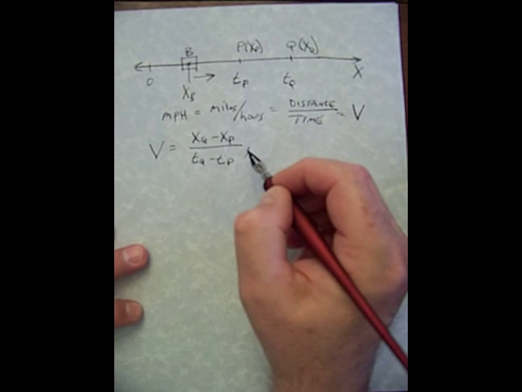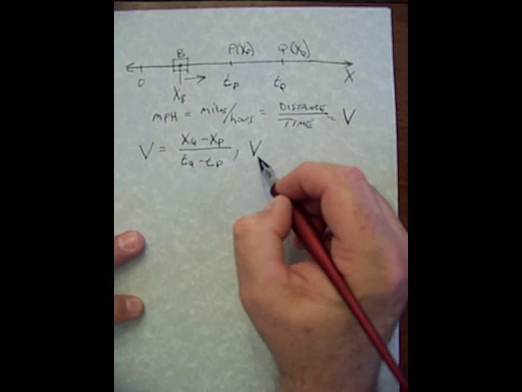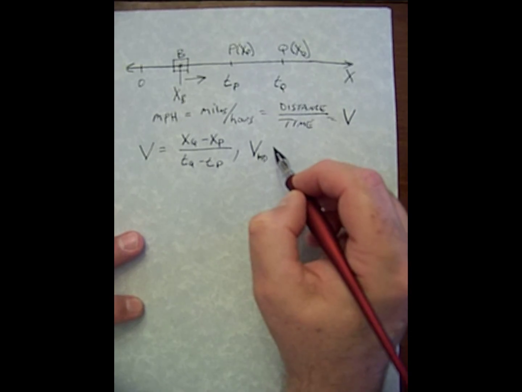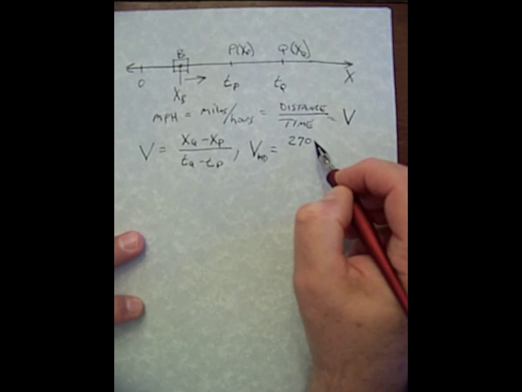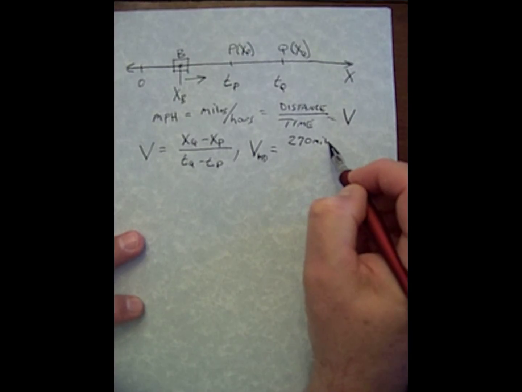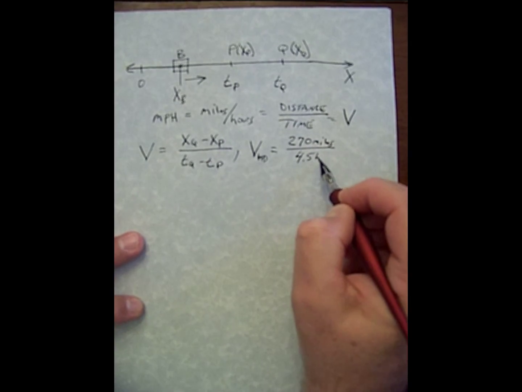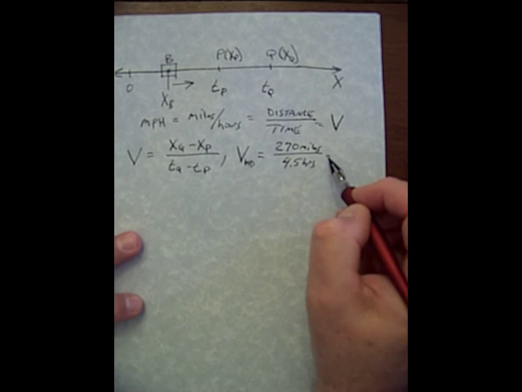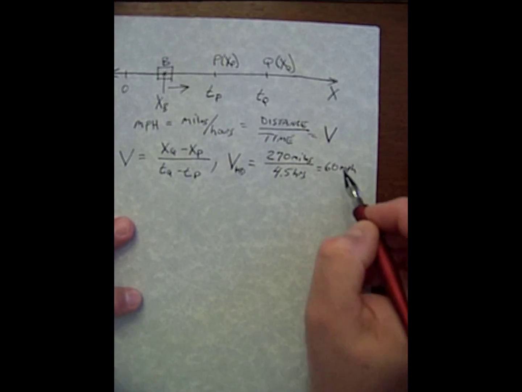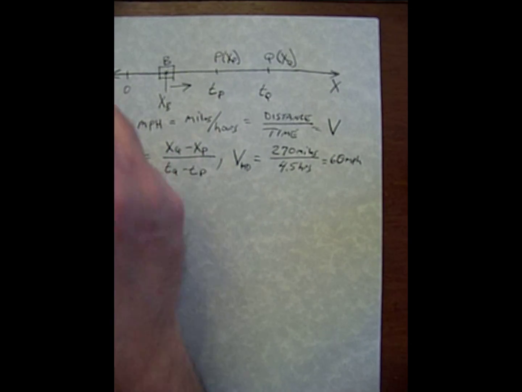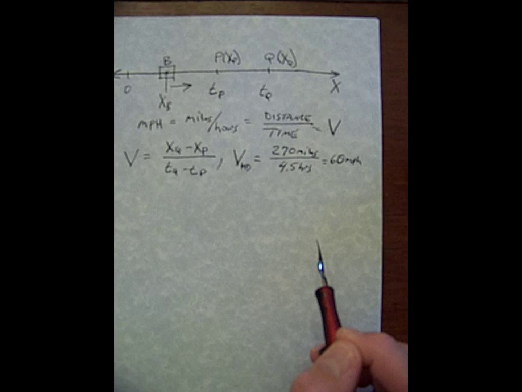So if I was driving from Houston to Dallas, I might write that the velocity from Houston to Dallas equals 270 miles, and it typically takes me 4.5 hours to get there. And if I multiply that out, I get 60 miles per hour. So my average velocity driving from Houston to Dallas is 60 miles an hour.